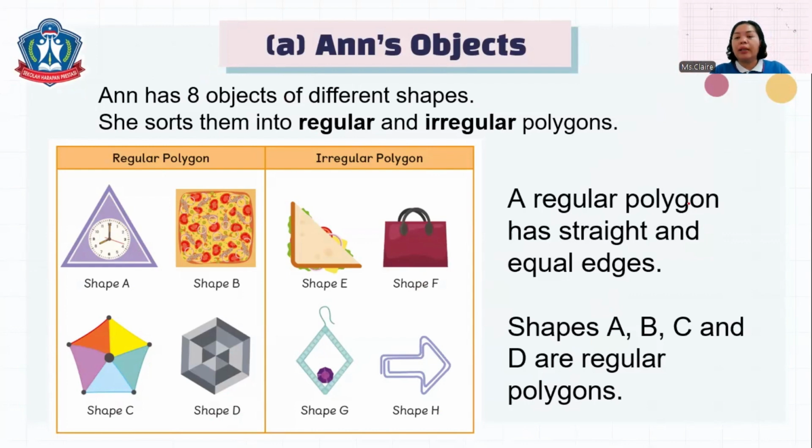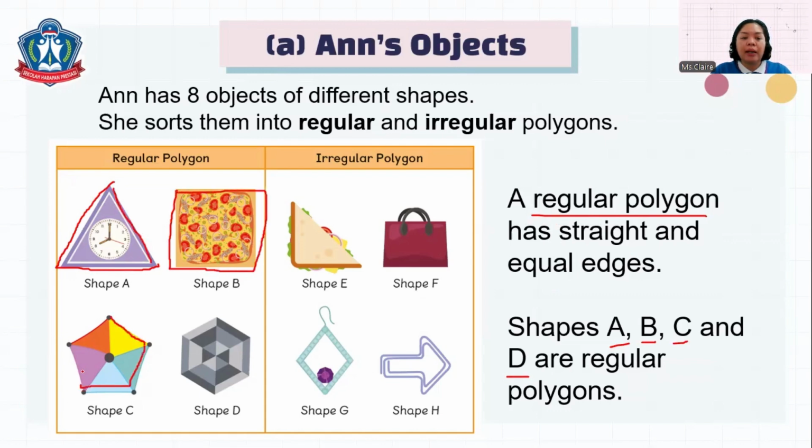A regular polygon, P3, has straight and equal edges. Shapes A, B, C, and D are regular polygons. Why? Because all sides are the same length. This triangle, all the edges are equal. A square, all sides or edges are equal. Pentagon, all edges are equal, and the same with the other shape.